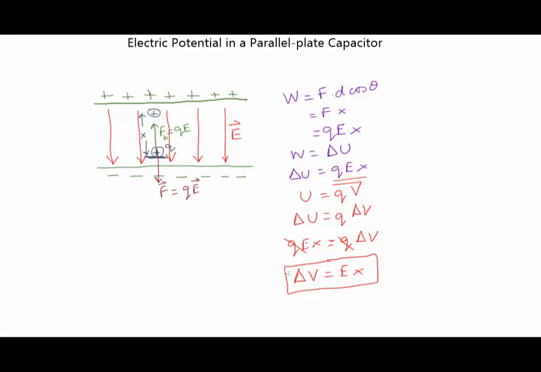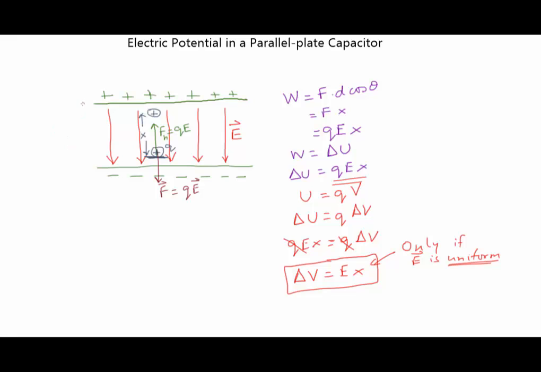This tells me that the potential difference between any 2 points is simply equal to the electric field times the distance between those 2 points measured along the electric field, as long as the electric field is uniform. This will not work for point charges. So let me make a note here: only if E is uniform. And in a parallel plate capacitor, we have a situation where the electric field is uniform, so this relationship works.